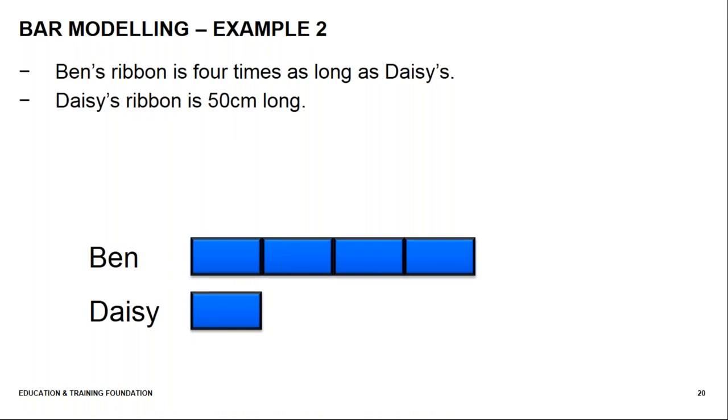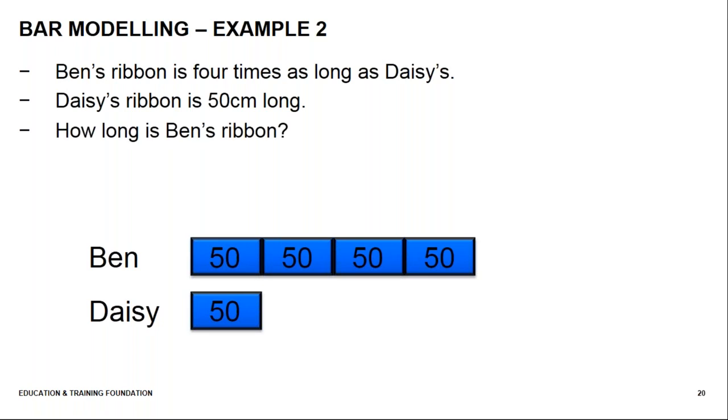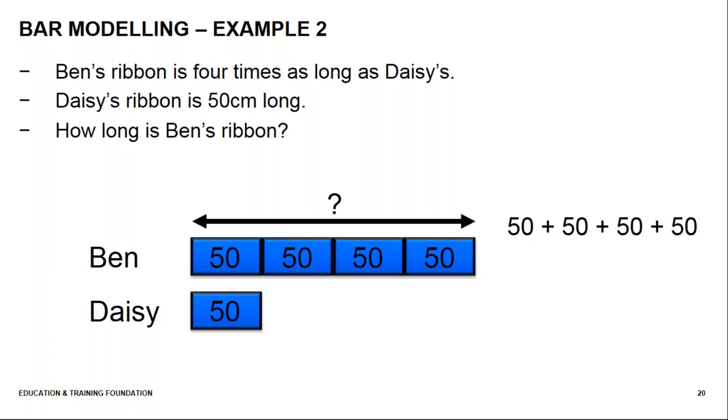So Daisy's ribbon is 50 centimetres long and therefore Daisy's block represents 50 centimetres. So each of the 4 blocks that make up Ben's ribbon must also be 50. So we now get to the question, how long is Ben's ribbon? Lower level students may solve this using repeated addition and higher level may go straight to multiplication, but you can certainly have a conversation about the link between the 2 to support students to understand the concept of multiplication.